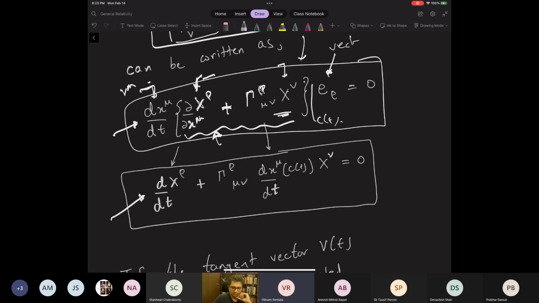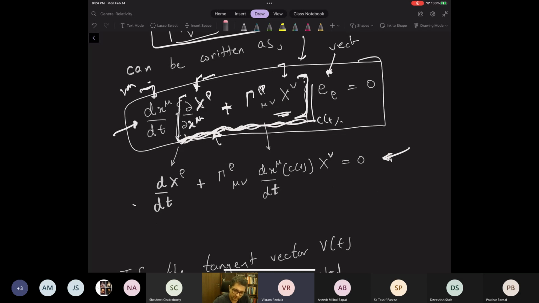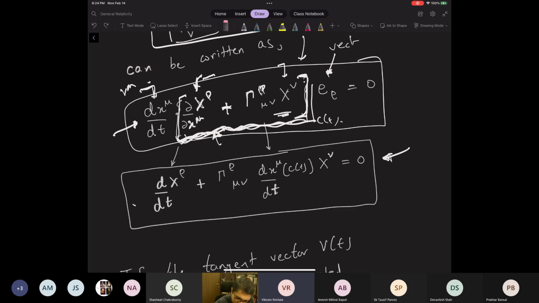Okay, and in the places where it's 0, by continuity, we'll just say that we can continue this. But at this point, what this implies is that this expression inside the brackets, which I've written here, is 0 by itself. So dx rho by dt plus this connection coefficient gamma rho nu mu, times dx mu by dt evaluated on the curve, times x nu, this is 0.